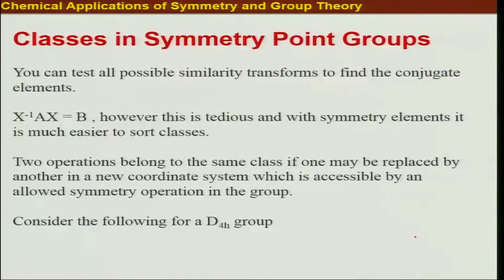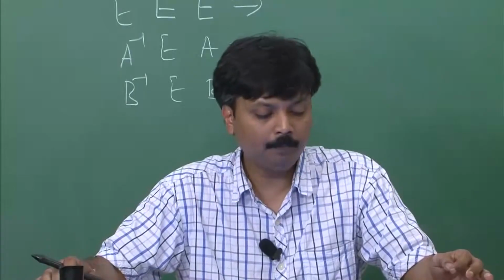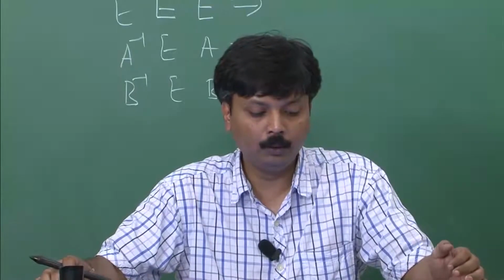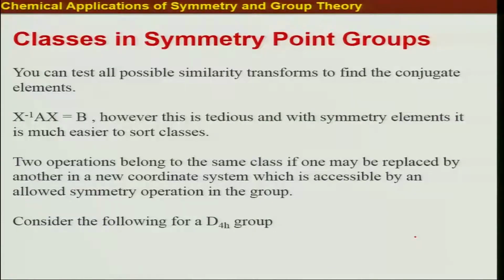Okay. Now this example was shown on an abstract group. In case of point groups, this is a really important thing, and so we need to find out the classes in case of symmetry point groups as well. So you can actually test all the possible symmetry transformations like you did earlier, and find out the conjugate elements.